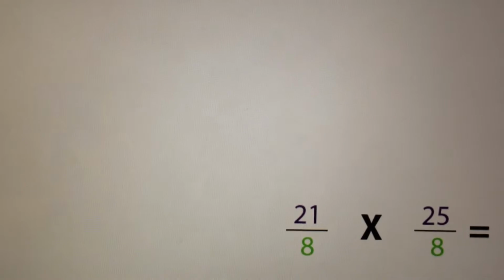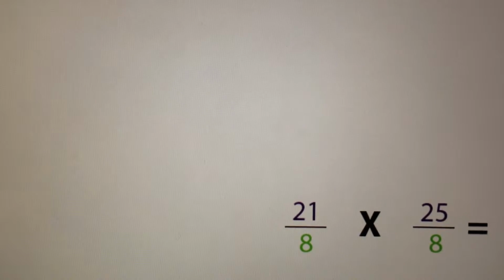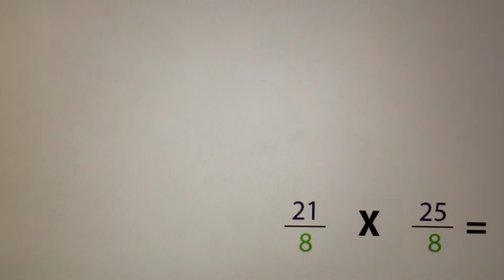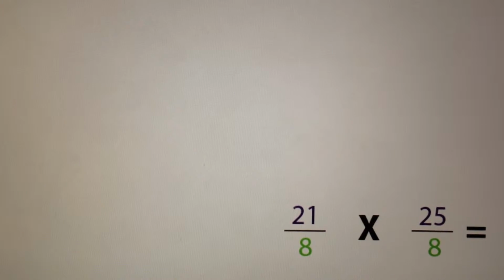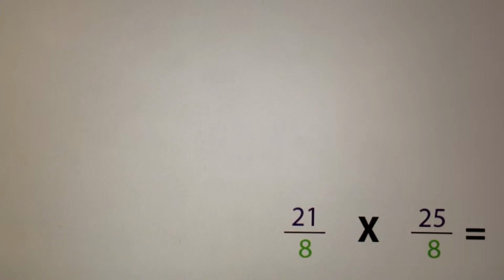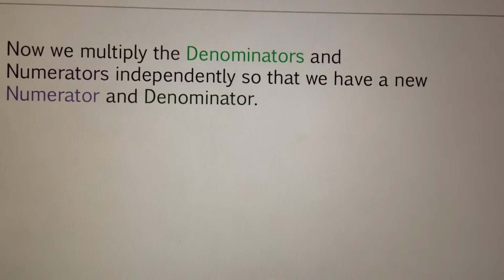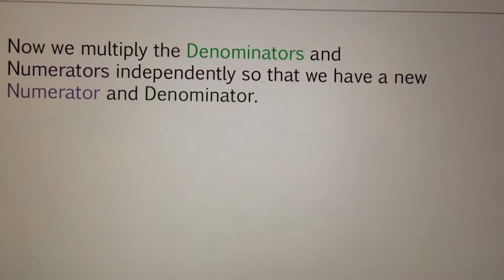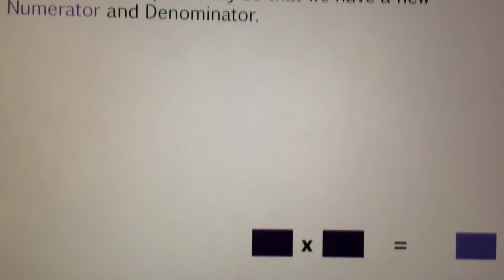So what this looks like, once we've done our multiplication, on the left side of the multiplication sign, we're going to have 21 on top over that original denominator of 8. And then on the right hand side of the multiplication sign, we're going to have 25 as our new numerator, and 8 as the original denominator. So now we just multiply the numerators and denominators independently, so we have a new numerator and denominator.